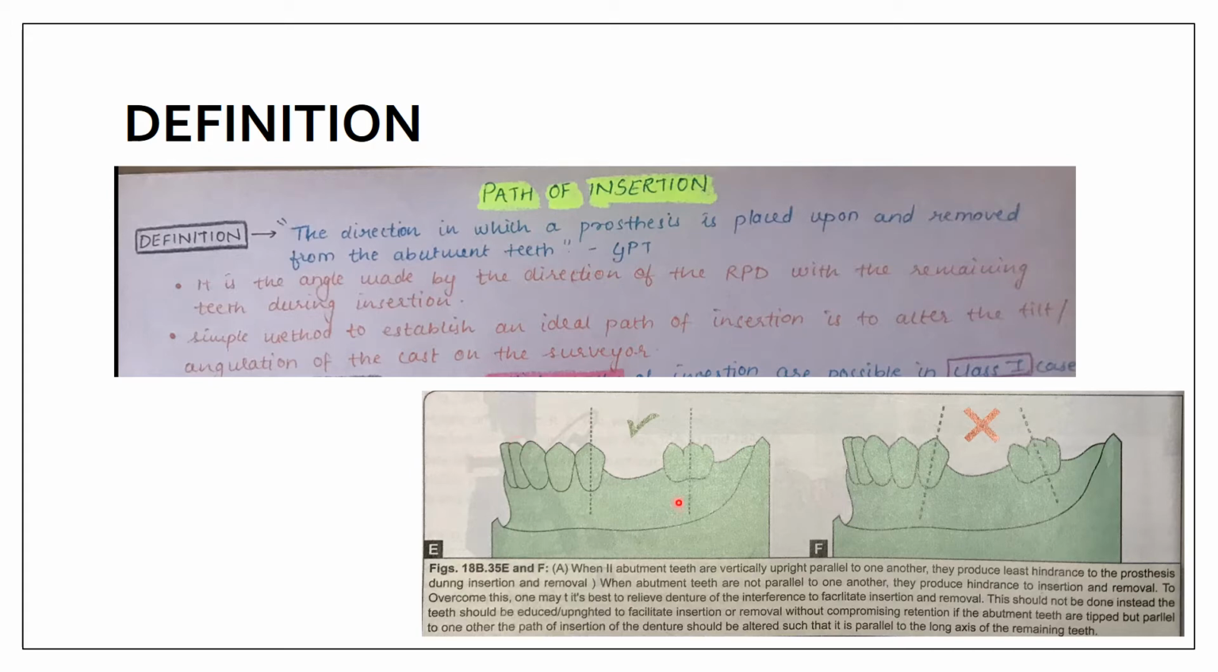So this is path of insertion. In this diagram, as you can see, your abutments are parallel. When the abutments are vertically upright, parallel to each other, they produce less hindrance to the prosthesis, so it is less hindered to place or to remove it. But now when your abutments are tilted, you can see they are not parallel. So it will cause interference while you are placing or removing your prosthesis. Your path of insertion is basically how you are going to place and remove the prosthesis from the abutment teeth.